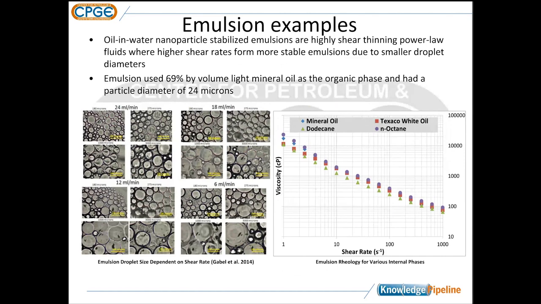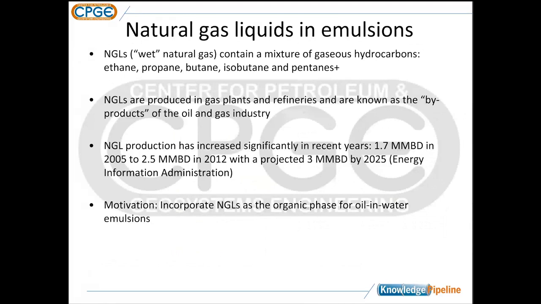Here are some examples of emulsions that we formed using silica nanoparticles to stabilize the emulsions. We've used several different oil phases here, ranging from mineral oil to octane. We've done some work with pentane as well. And you can see that the shear rate and the amount of nanoparticles will alter the size of the droplets, but generally we get droplet sizes on the order of a couple of hundred microns. That's shown here in these microscope images on the left.